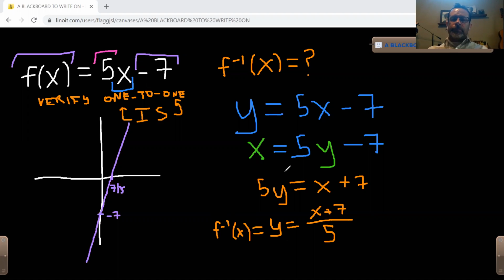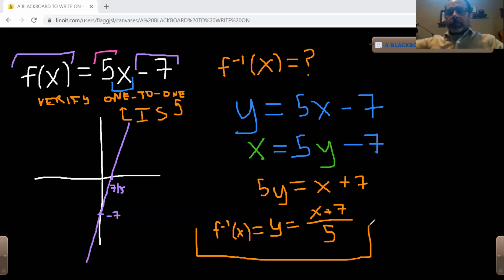Okay? Questions? Step 1, we verify that it's one-to-one. Once we verify that it's one-to-one, then we substitute, or we exchange the x's for y's and the y's for x's, and then we solve for x, and that's the way we find the inverse. Okay? Questions with this one? Okay, questions. I'm going to do another one.